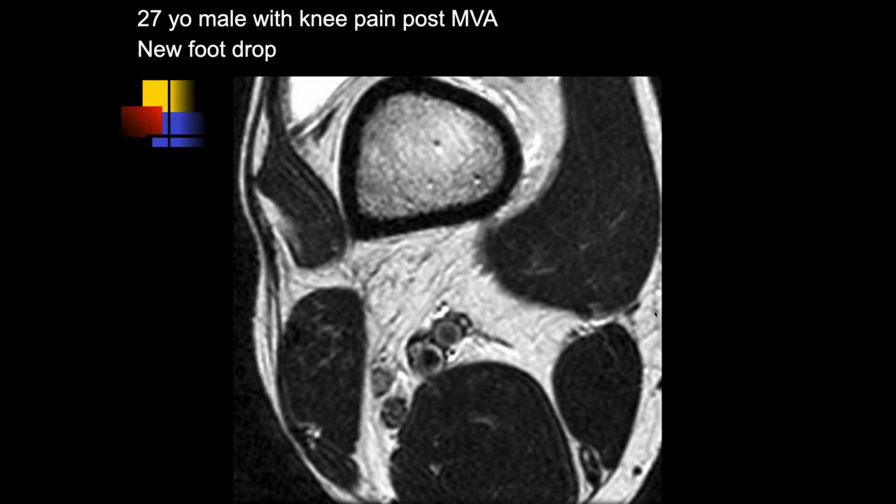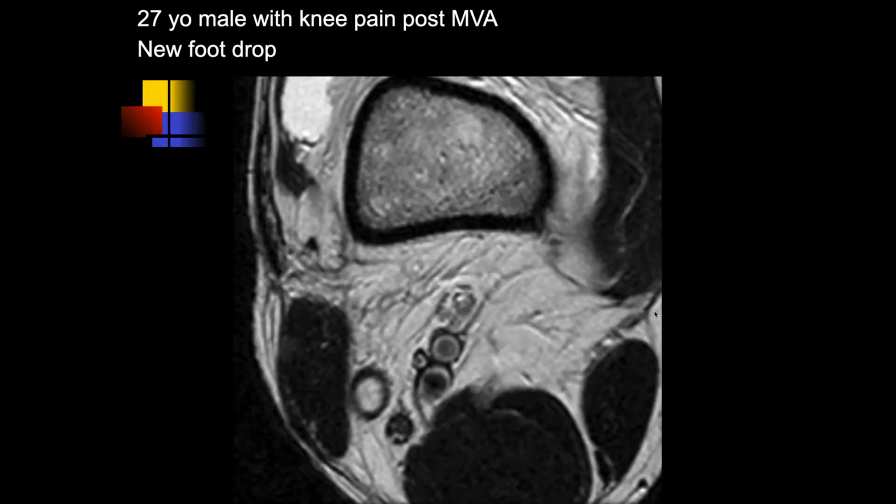All right. So we have a 27-year-old male with knee pain after a motor vehicle accident and new foot drop. So we're up in the thigh. This is one cut. This is the next cut.